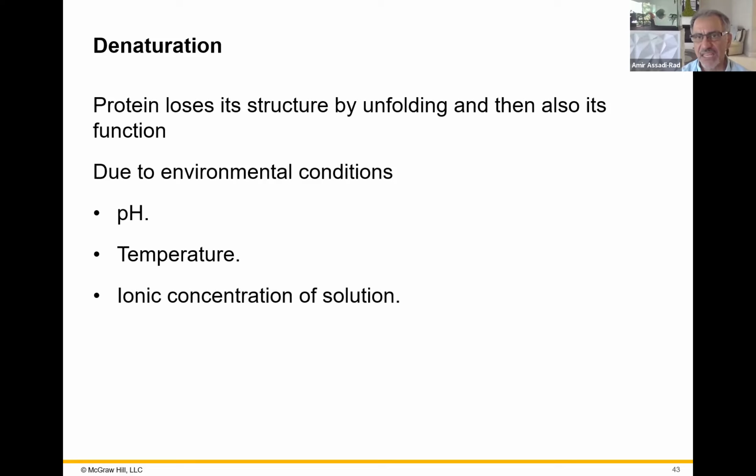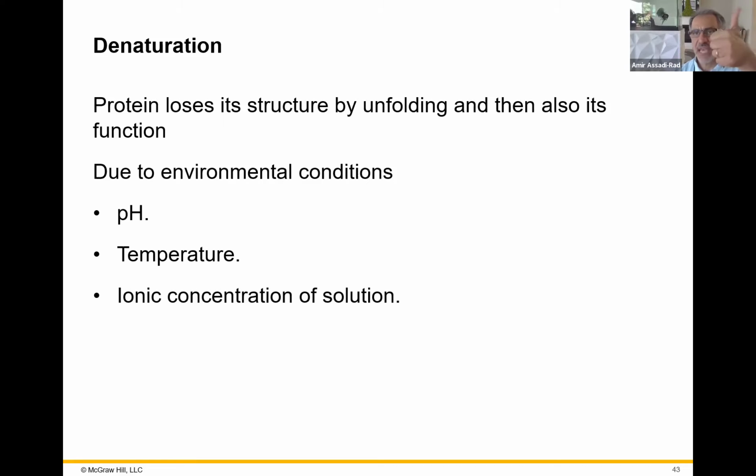After you fry an egg, that egg cannot become a chicken anymore, a chick. Am I making sense? I hope. Due to environmental conditions, these are the factors that can cause denaturation.